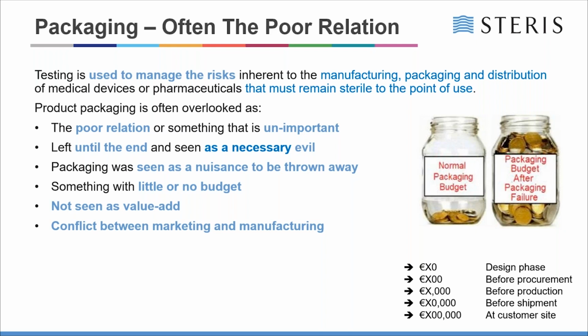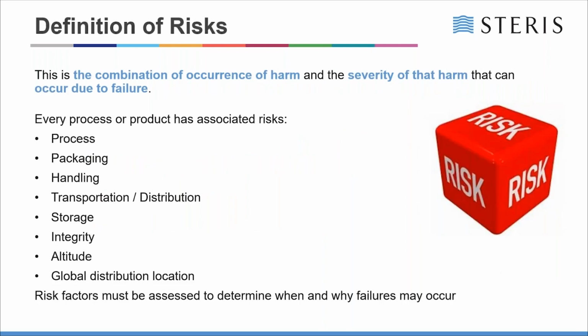It's not seen as value add. And if you look at the little graphic down the left or right hand side there in relation to the different phases and the costs involved, these are guesstimate costs. If you catch it at a very early design phase, it's going to cost you very little. But if it's at a customer site where you find an issue, it's going to cost a significant amount of money to address the issues. As I said, the risks need to be defined and assessed in relation to the packaged product. This is the combination of occurrence of harm and the severity of that harm that can occur due to failures.